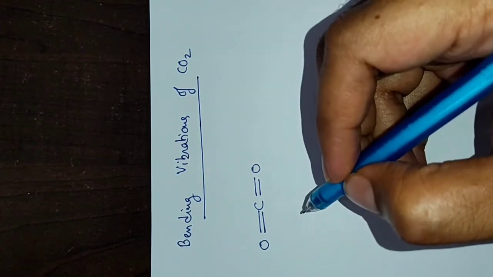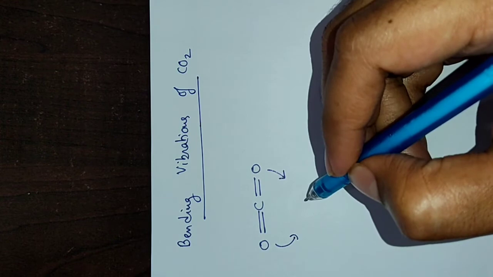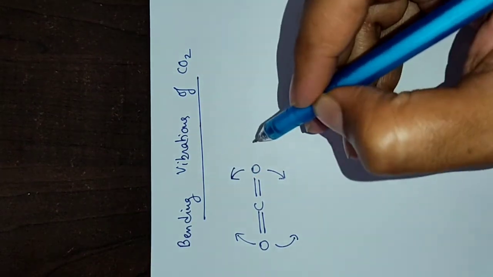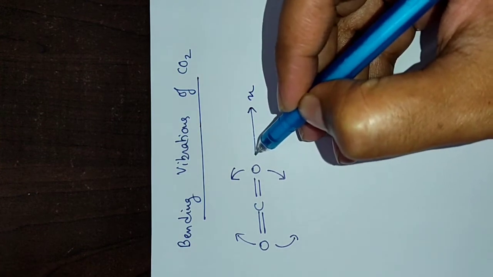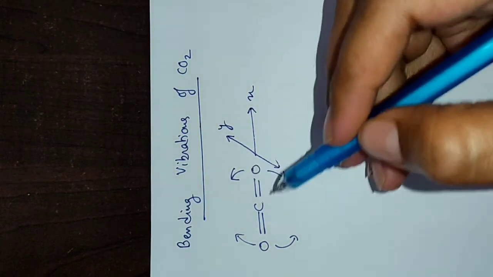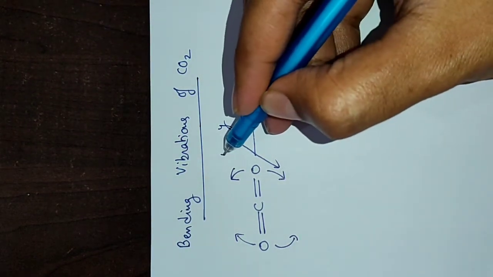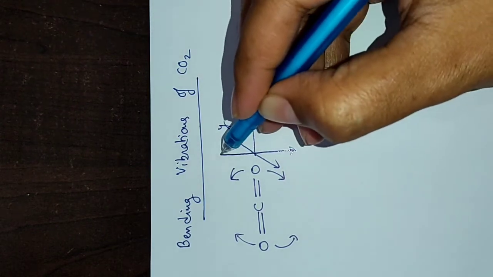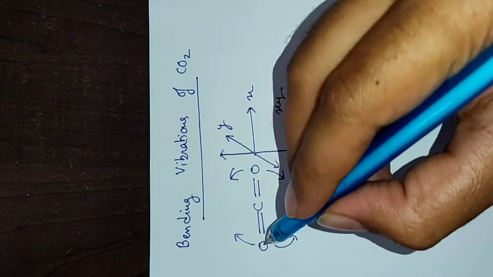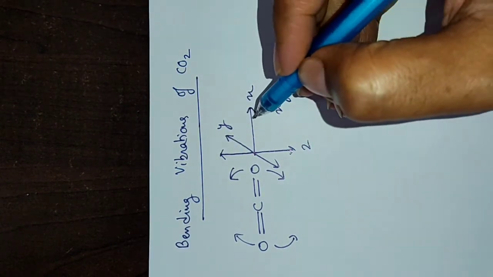This is the CO2 molecule in equilibrium position. Now, what will happen? Both these atoms will come inwards, and in the next case, they will go in this direction simultaneously. Now, if we consider this to be the x-axis and this to be the y-axis, then here the bending occurs in the xy plane. Now, this is the z direction. If it now occurs along the z axis, both these two atoms along the z axis, once downwards and once upwards, then it will be in the xz plane.